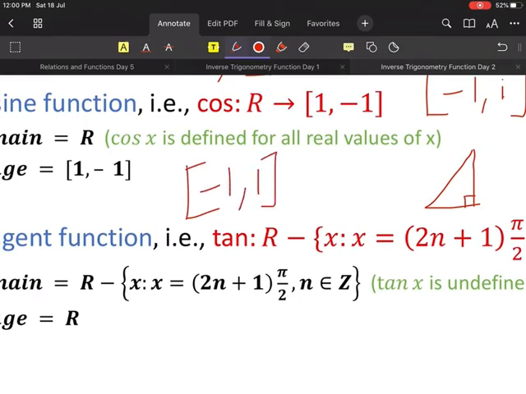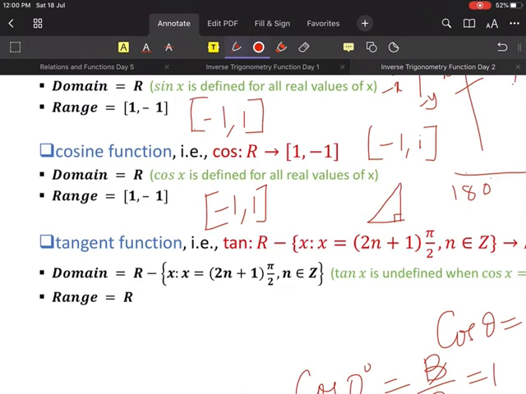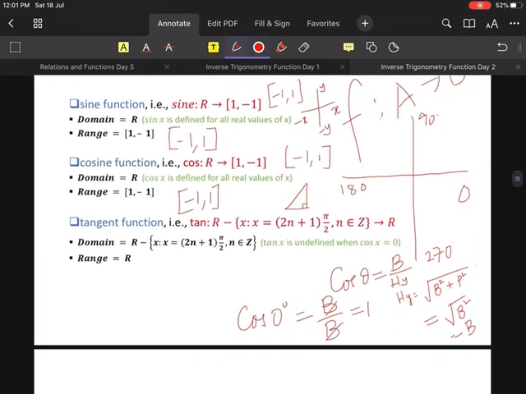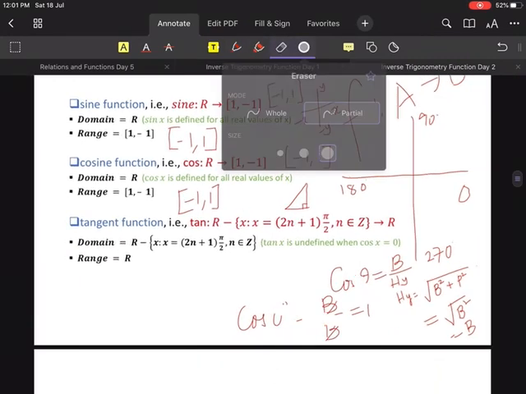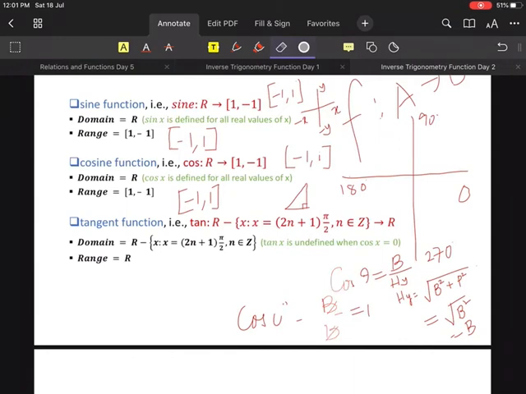Am I clear? Yes or no? Yes, sir. It's -1 to 1. I'm very sorry. I will change it. I will send you the notes. So -1 to 1 is the range of both the sine function and the cos function.